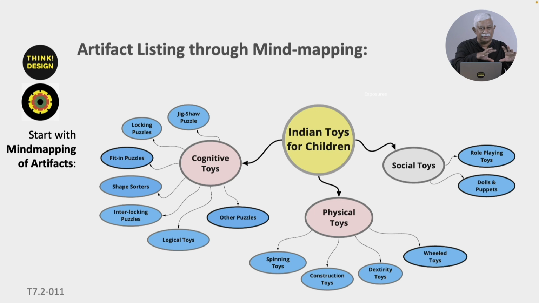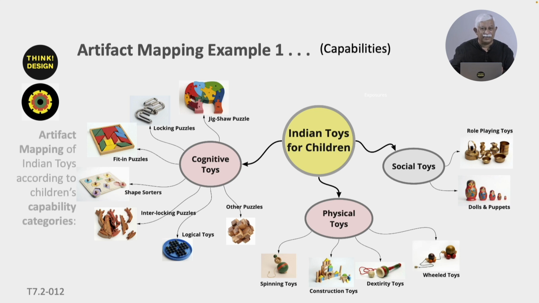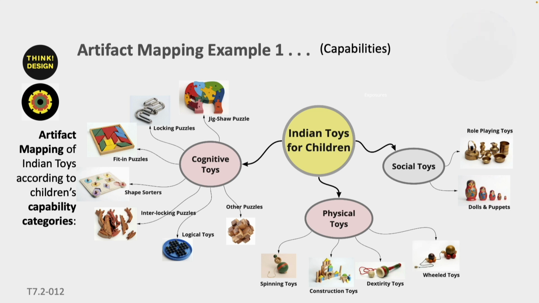And you have listed as further branches the toys connected with each of these domains. Right now it's shown as bubbles and the words are written there. Of course, you can replace it with visuals. So, you can see here the mapping of Indian toys according to the capability categories, and as soon as you put the images in them, you can actually cross connect them. At a glance you see the world of the Indian toys, the variations, the variety, the materials and other factors, right.